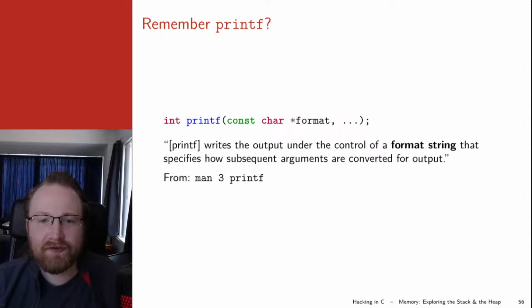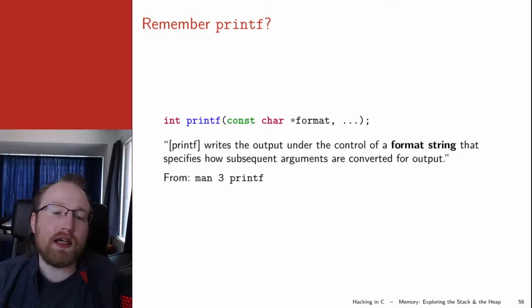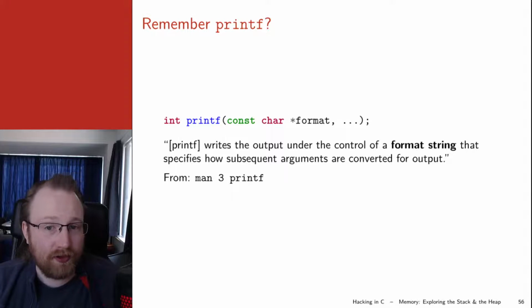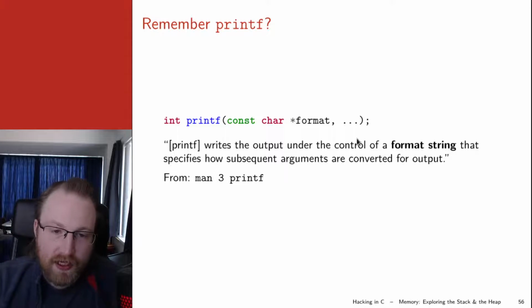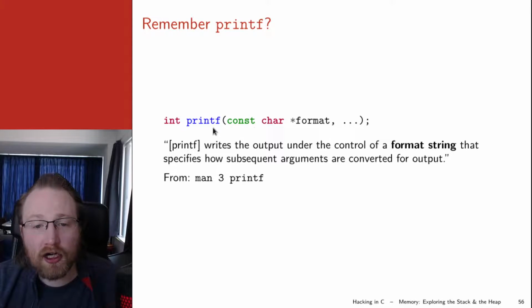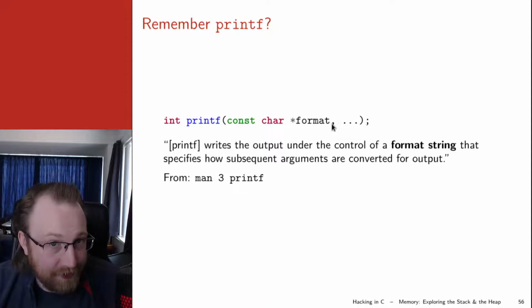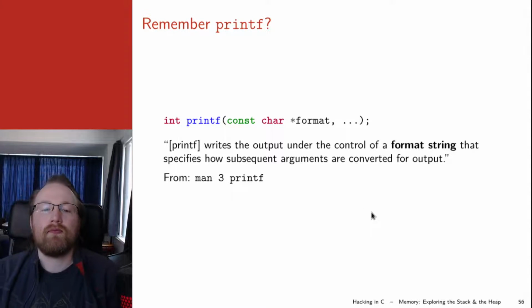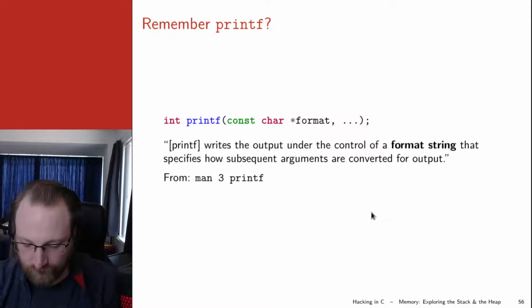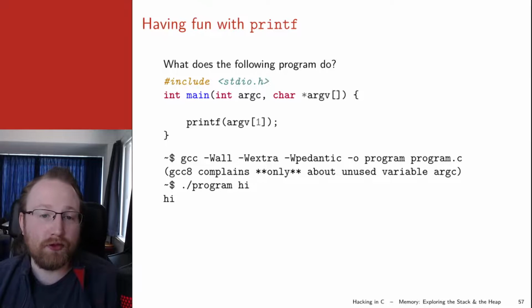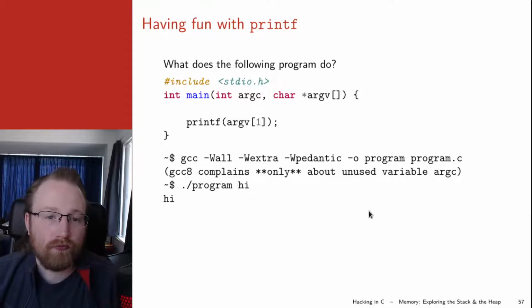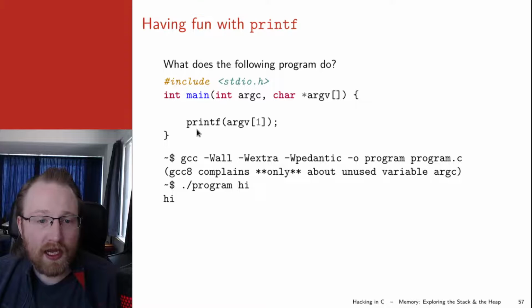Well, remember printf. printf is defined as a function that writes output under the control of a format string that specifies how subsequent arguments are converted for output. Now, this first argument to printf is always a format string. So, what does the following program do? It's just a main function, and all it does is print its first argument.